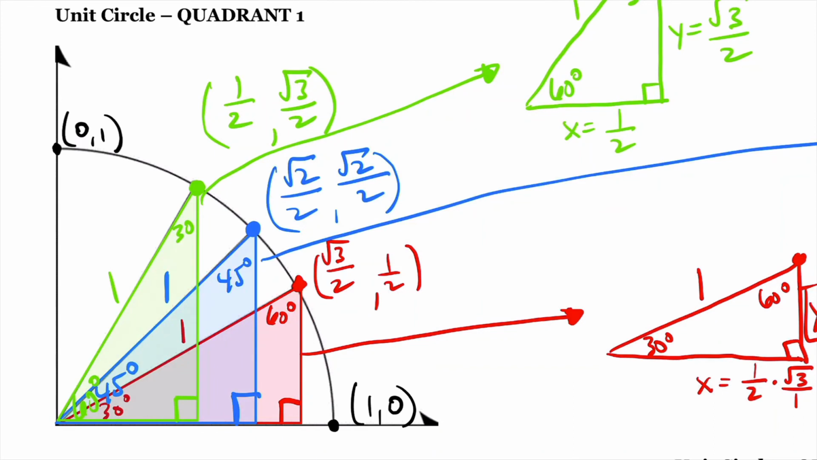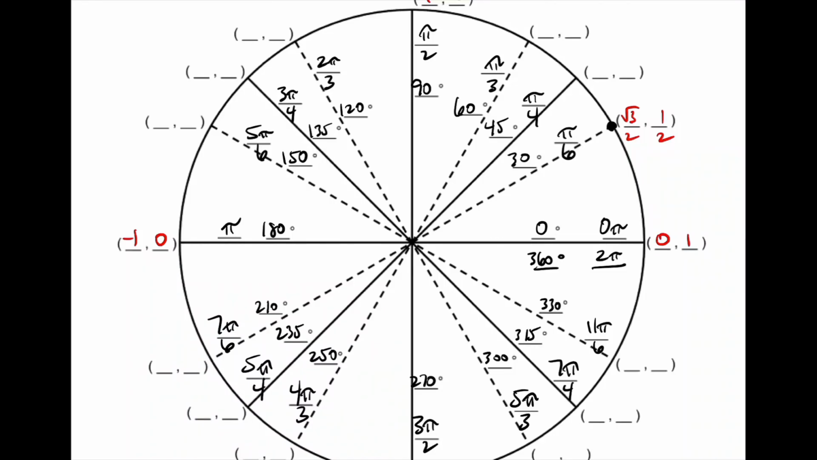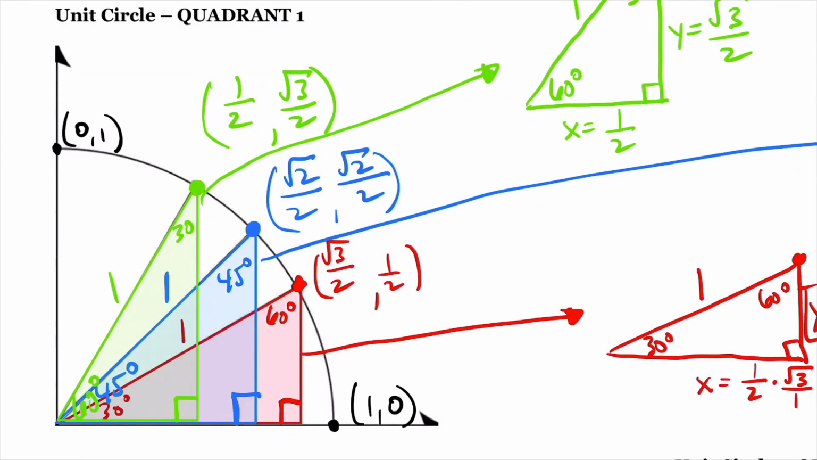The next one, 45 degrees, pi over 4, square root of 2 over 2, comma, square root of 2 over 2. Okay, the next one is 60, pi over 3. That's right here. 1/2, square root of 3 over 2.